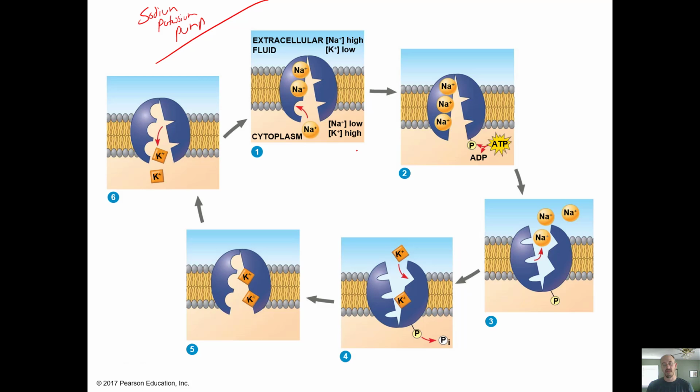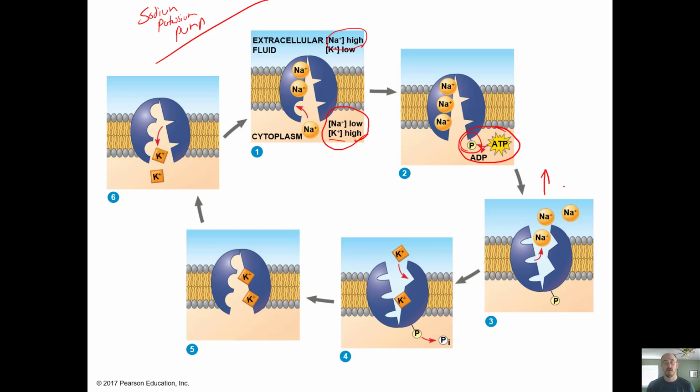Now notice everything that's going on in this picture. This is the cytoplasm down here, and in the cytoplasm we have a low concentration of sodium and a high concentration of potassium. And ATP comes in, and a phosphate group breaks off. That's going to change the shape of the protein and power it, and it's going to pump sodium out of the cell, where sodium is already in a high concentration. So notice sodium is in a high concentration up here outside of the cell.